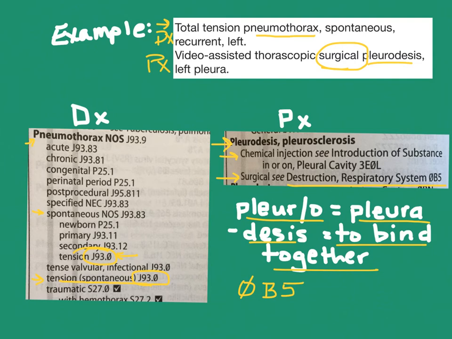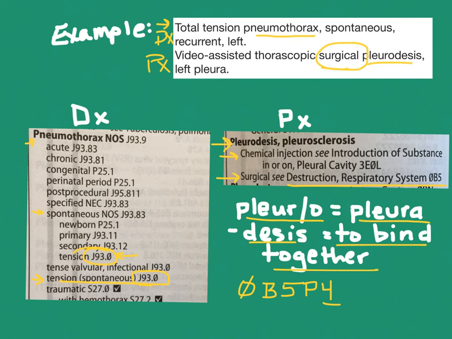Then we will head down to the back of the book, find our table. We have our left pleura, which you will find in the table is the character P. Then we will have number 4 for the approach, which is percutaneous endoscopic. Now, how do we know this is percutaneous endoscopic? It doesn't state that in the record, right?